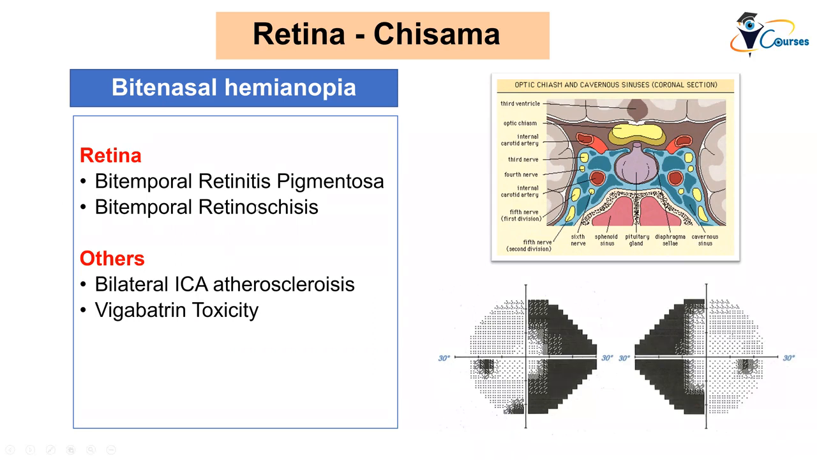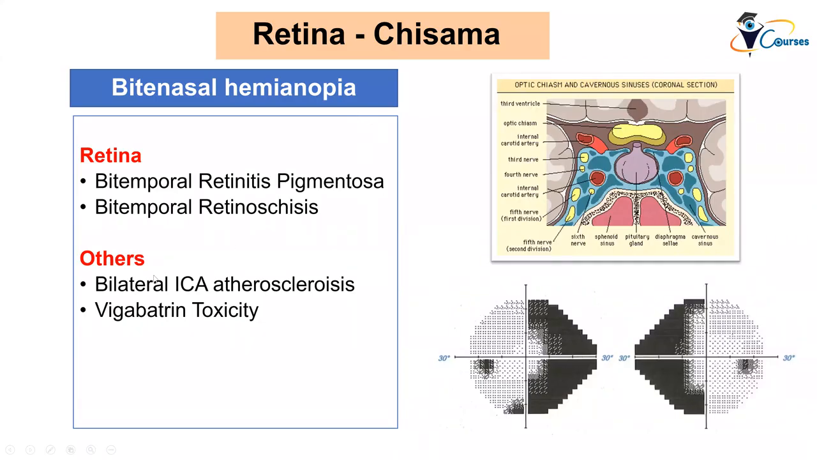Not only the retina can cause this defect, but also some causes related to the chiasma, like compression of the chiasma by an internal carotid artery aneurysm, which will compress the temporal aspect of the chiasma, leading to involvement of the nasal field. Also, there is an important anticonvulsant drug that will cause this characteristic visual field defect. This is called vigabatrin. Remember it by this mnemonic: vigabatrin, vision go bad. So vigabatrin can also cause binasal hemianopia.